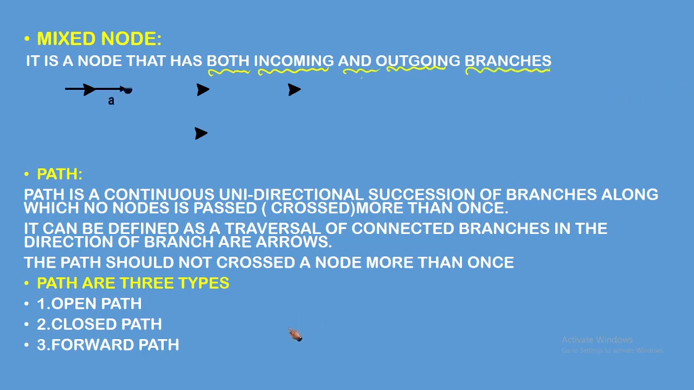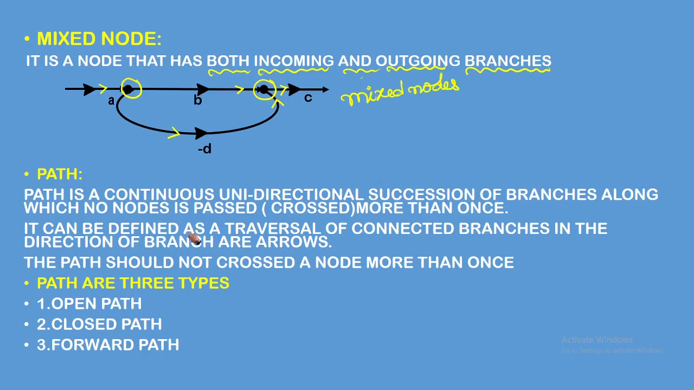Let us take one example here. If you observe an example of the input node, from this node one signal is going out, one signal is coming in. Next, for this node you observe, one signal is coming in, another signal is going out, and this signal is coming in. So these two nodes are called mixed nodes.